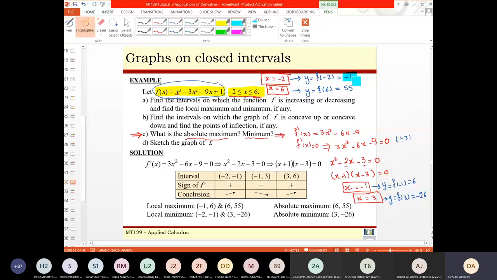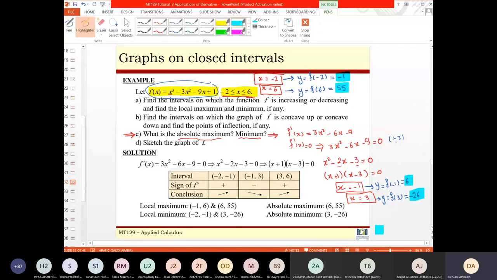Now شايفين البوينتس هذه؟ وين أكبر قيمة؟ Where is the highest value? ال 55. This is my local max. أعلى قيمة فيهم. Which one is the lowest? لا مش minus 1 minus 26. So this is my local minimum.